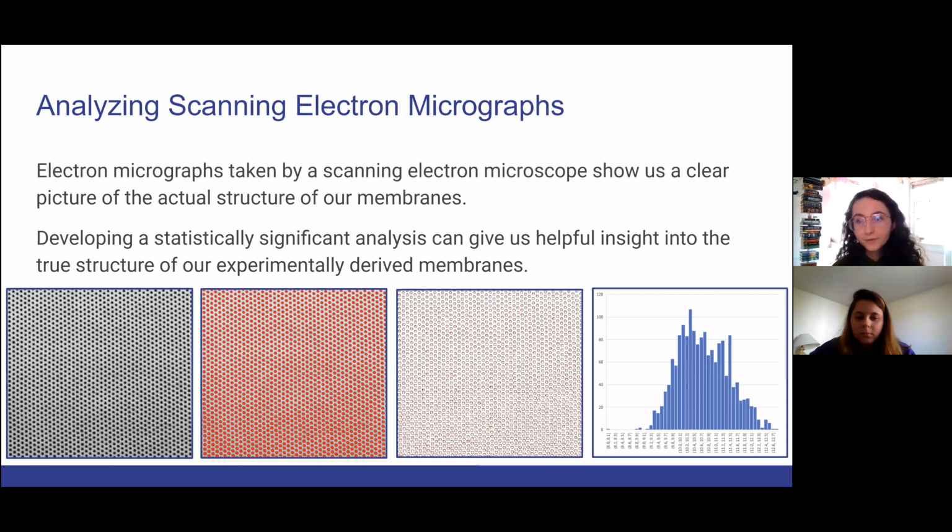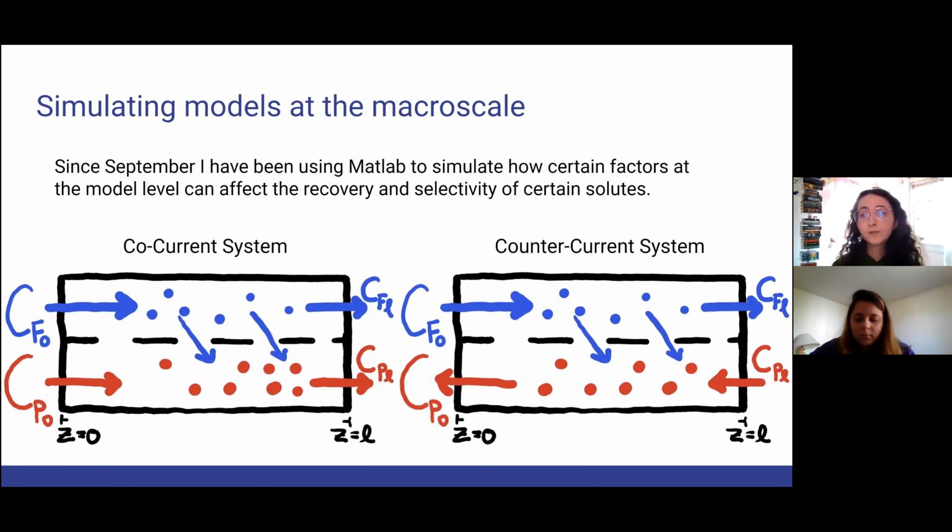So then after the summer wrapped up, my focus on the project shifted once again. Since September in 2020, I have now been working almost exclusively in Matlab to simulate how certain factors at the model level can affect the recovery and selectivity of water in solutes. These two diagrams below show the systems that I have been working on.